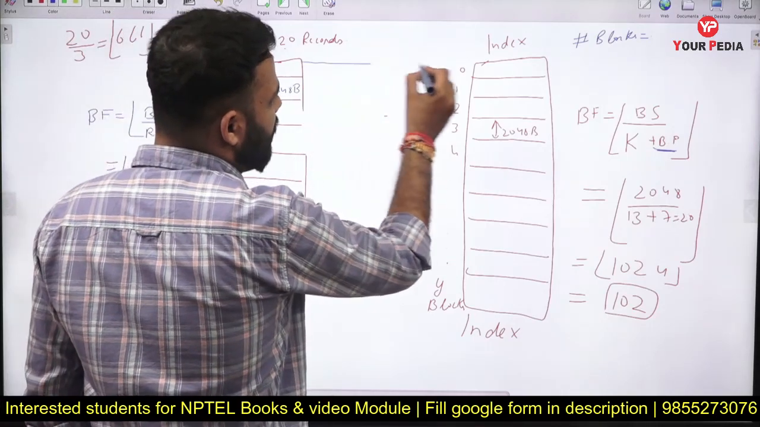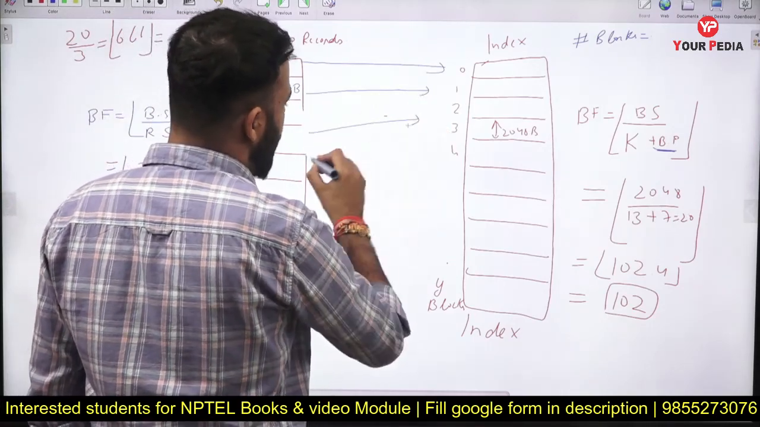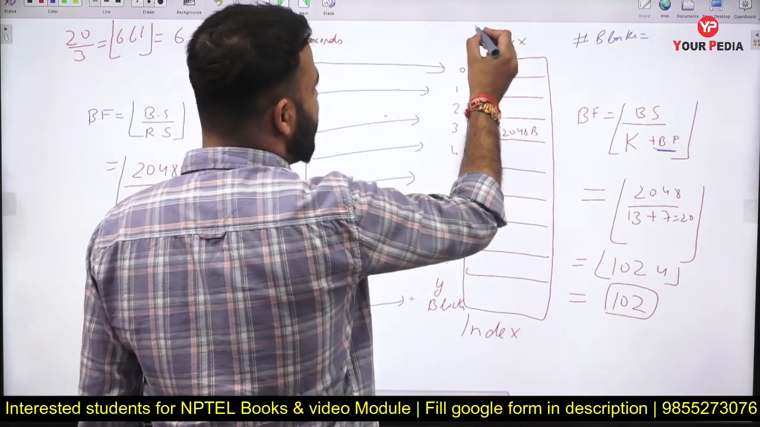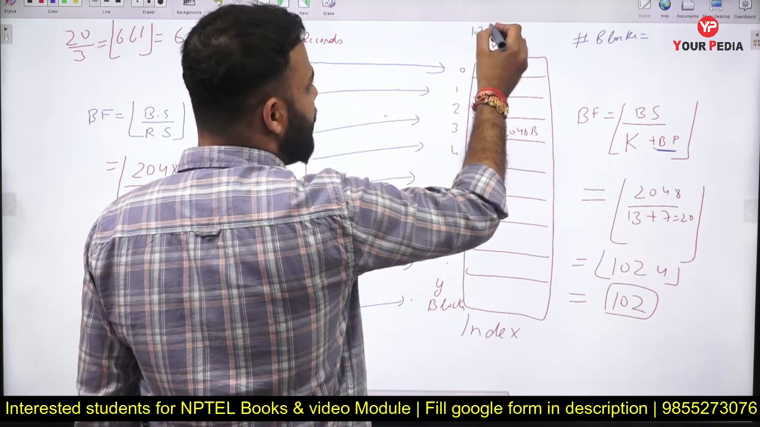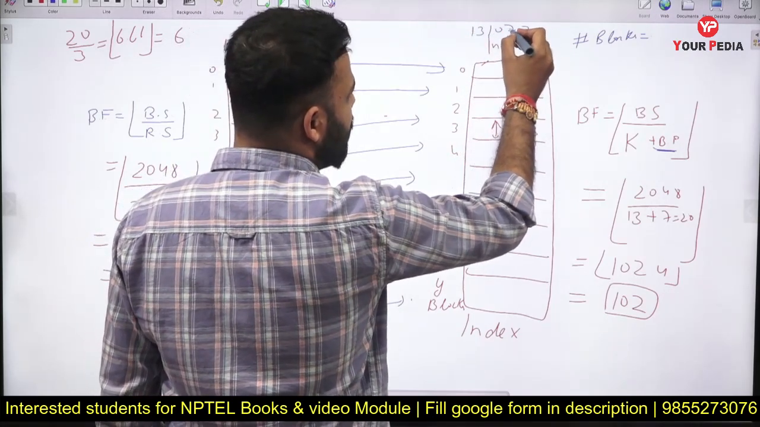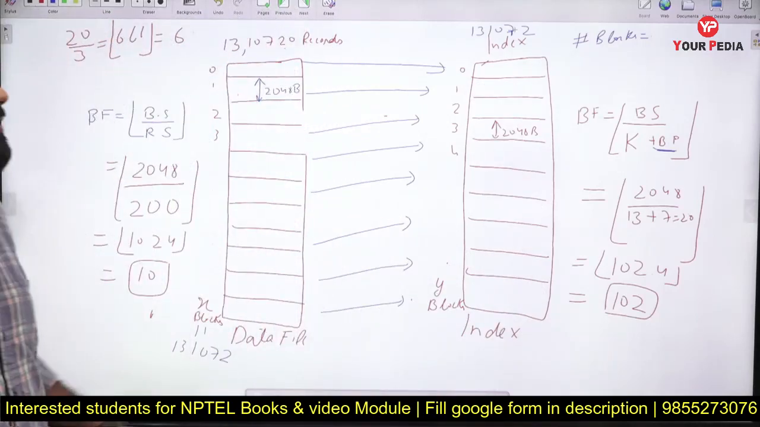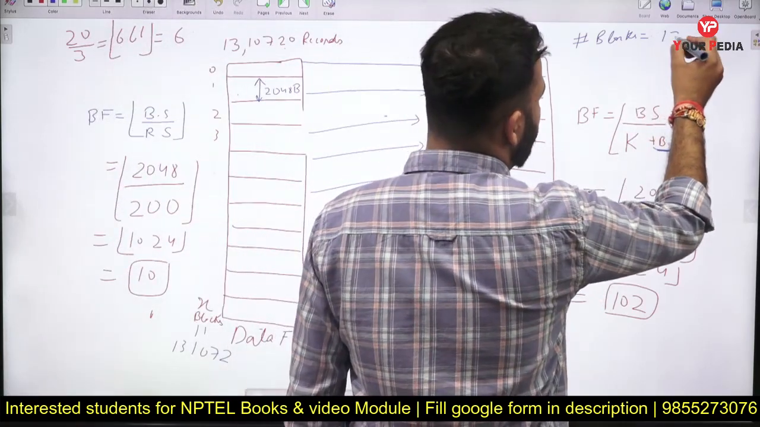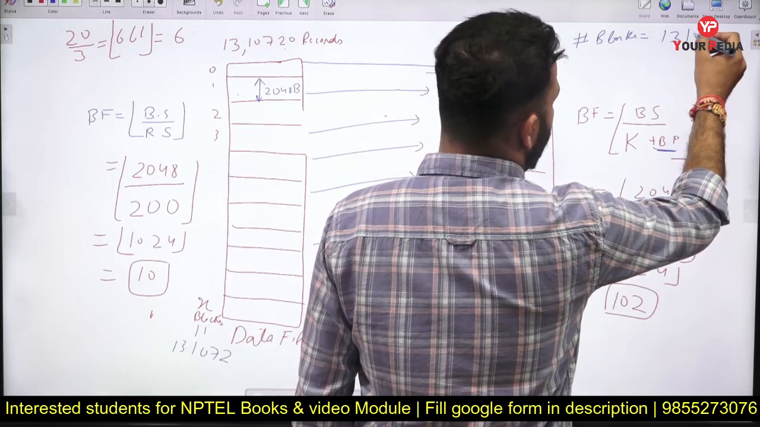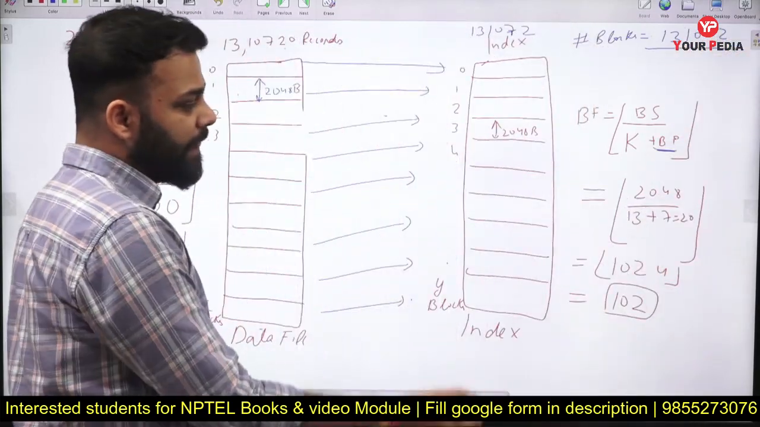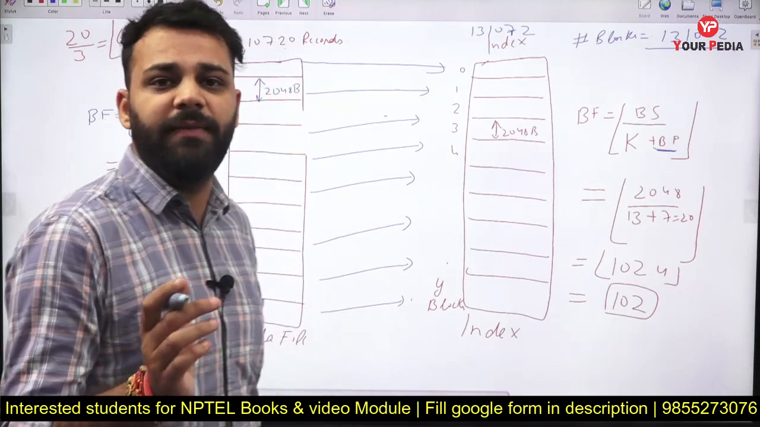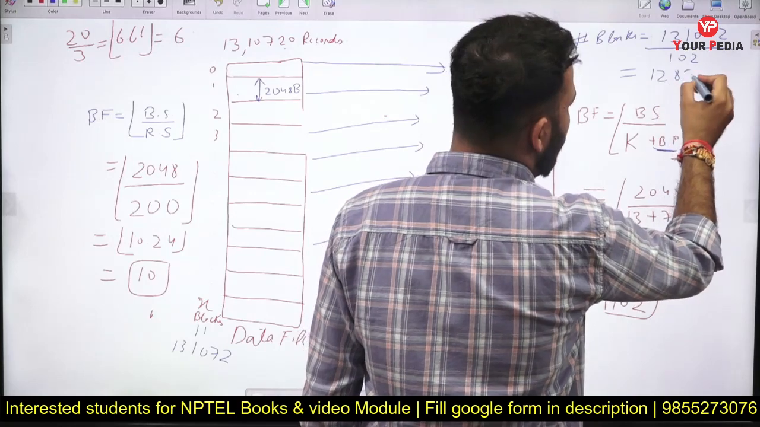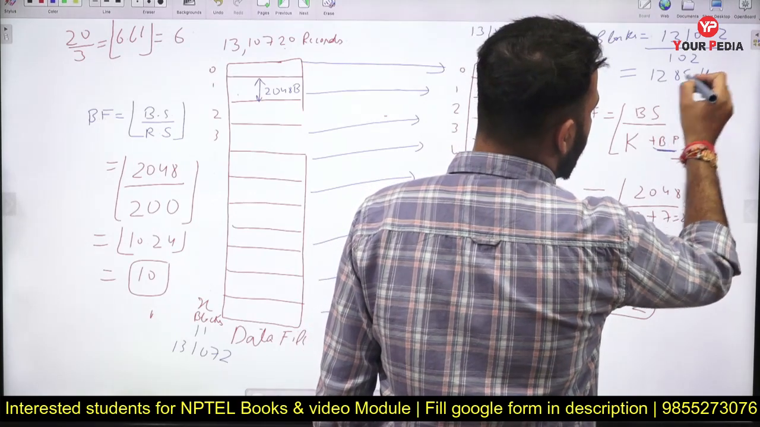So if we store all of the blocks here, then the number of records in the index file will be 131072. So 131072 records will be placed here, and the block factor is 102. So the number of blocks will be the total number of records 131072 divided by the number of records that can be placed in a single block, which is 102, which will come out to be 1285.4.